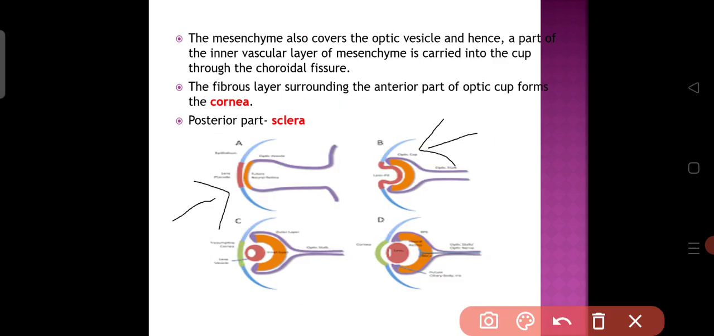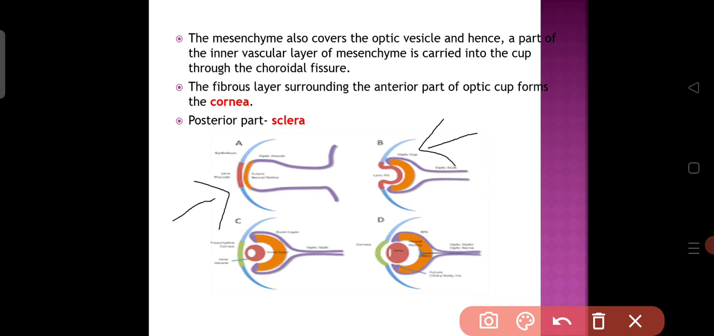The mesenchyme also covers the optic vesicle, and hence a part of the inner vascular layer of mesenchyme is carried into the cup through the choroidal fissure. The fibrous layer surrounding the anterior part of the cup forms the cornea, and the posterior part forms the sclera.